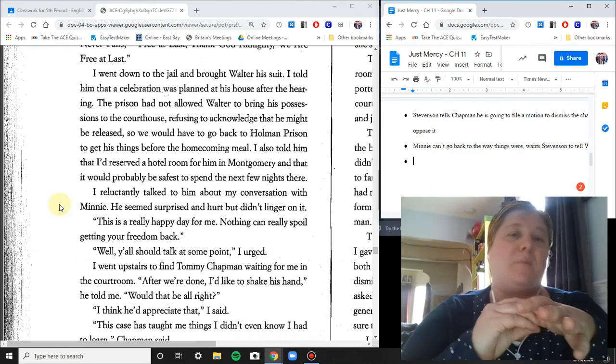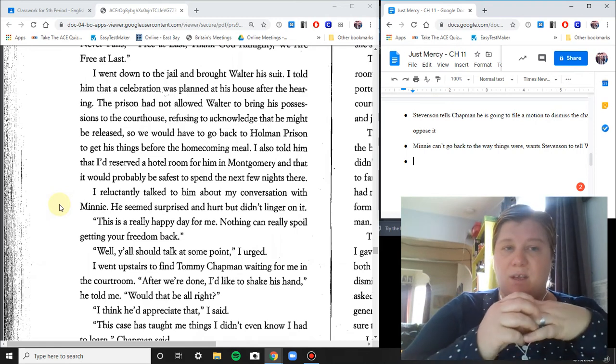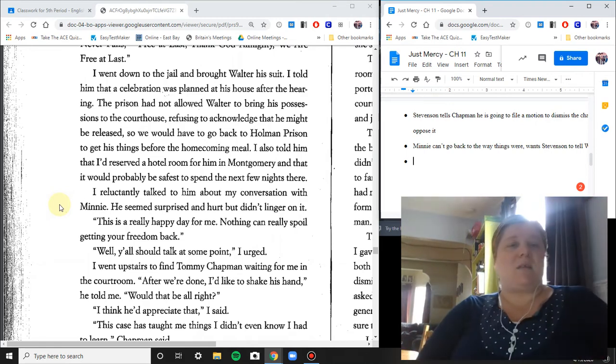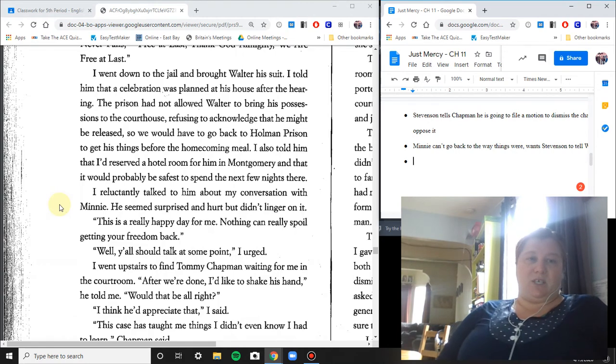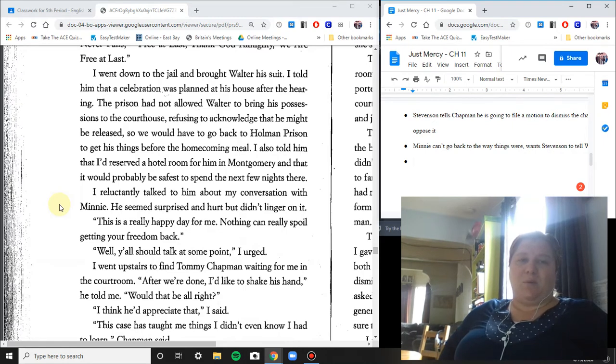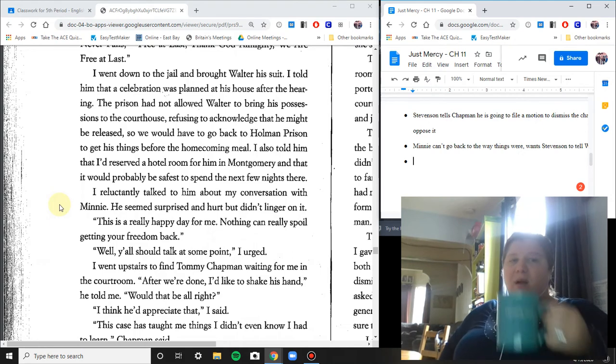I went down to the jail and brought Walter his suit. I told him that a celebration was planned at his house after the hearing. The prison had not allowed Walter to bring his possessions to the courthouse, refusing to acknowledge that he might be released. So we would have to go back to prison to get his things before the homecoming meal. I also told him that I'd reserved a hotel room for him in Montgomery, and that it would probably be safest to spend the next few nights there.